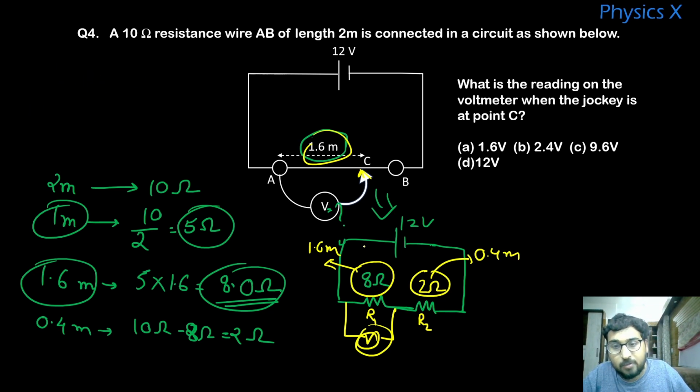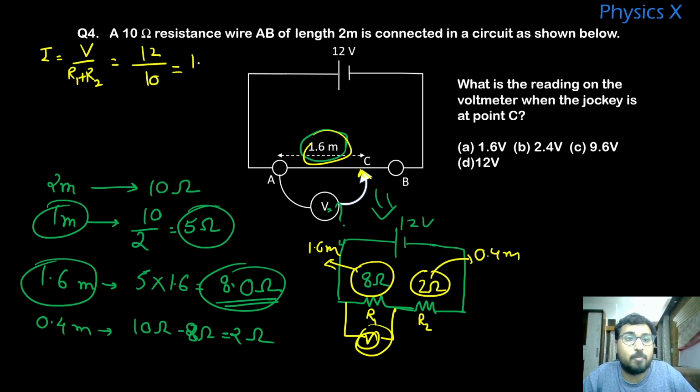So I can find the total current from here. The total current is the total voltage upon R1 plus R2. So this is 12 by 8 plus 2, or 10 ohm, which is 1.2 amperes. That is the total current flowing in this circuit. And because this is a series combination, the current through R1, I R1, is also 1.2 ampere.